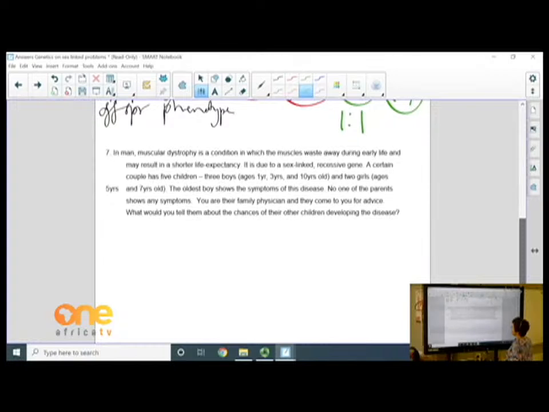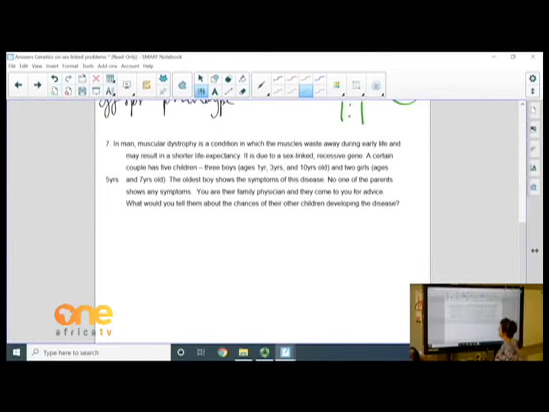In man, muscular dystrophy is a condition in which the muscles waste away during early life and may result in a shorter lifespan. It is due to a sex-linked recessive gene. A certain couple has 5 children, 3 boys and 2 girls. The boys are 1, 3, and 10, and the girls are 5 and 7. The oldest boy shows symptoms of the disease, but none of the parents shows any symptoms.